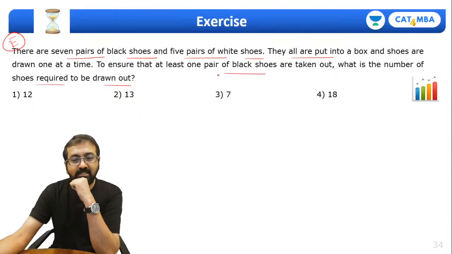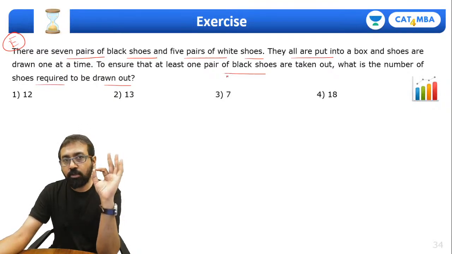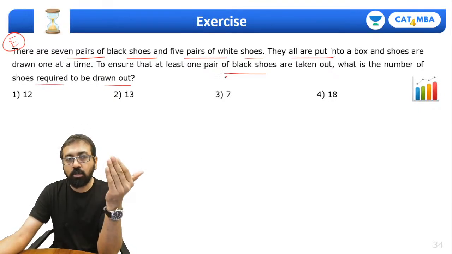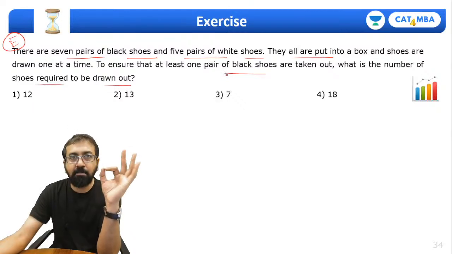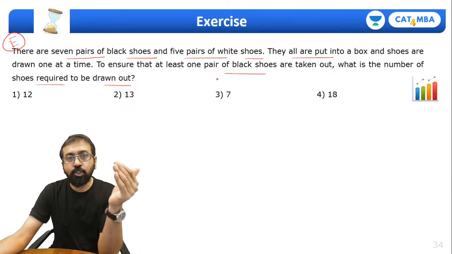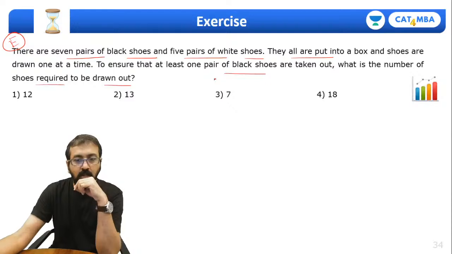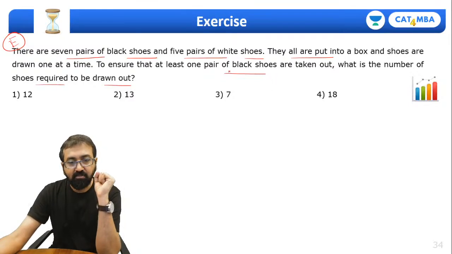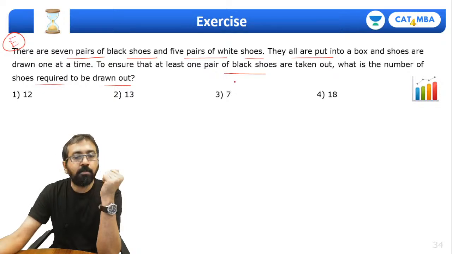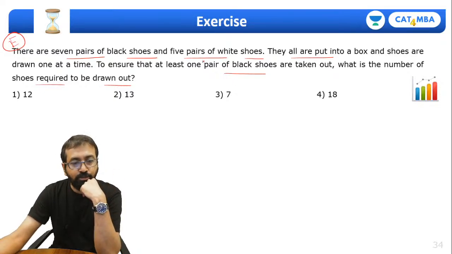We need at least 1 pair of black shoes. So guys, whenever you come across such a question, this is actually not a probability question. This is a simple common sense question. First of all, in such a situation, you will consider the worst possible scenario. What can be the worst case? The worst case can be, I want a pair of black shoes, right? So suppose I got all white shoes initially.